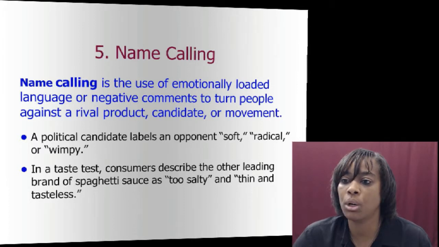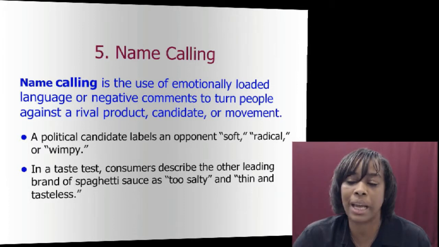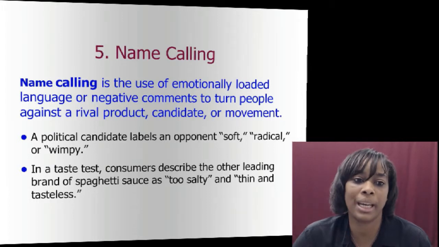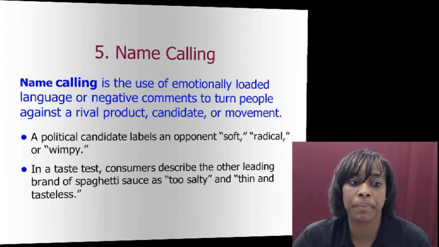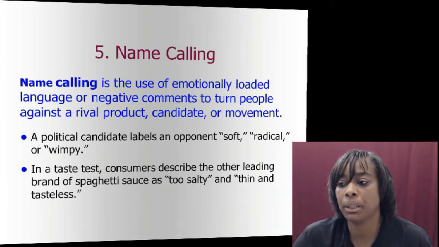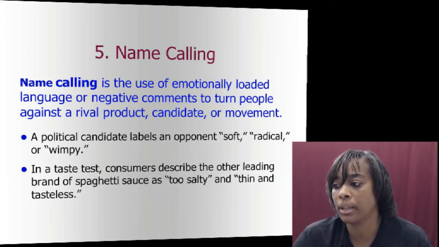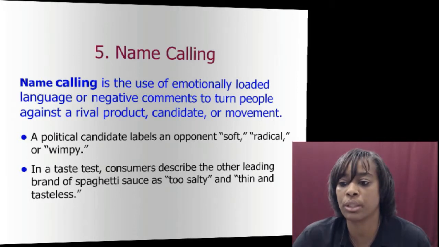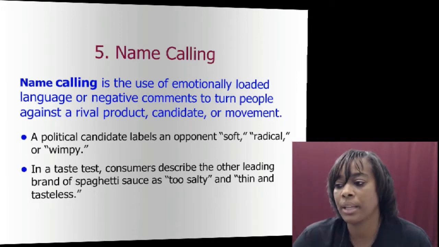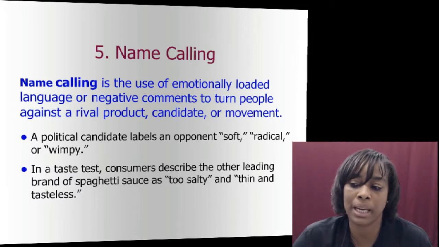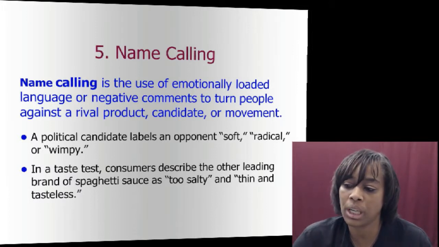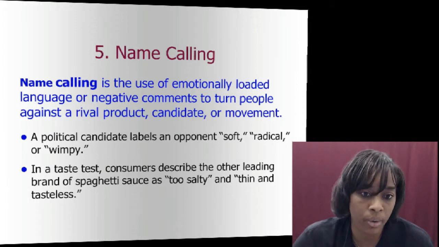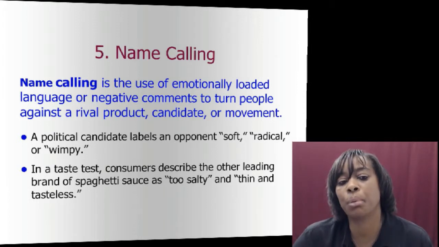It's used emotionally. It's loaded language. It's negative comments that try to turn people against either that product, the candidate, or whatever movement is taking place at that time. An example is a political candidate who labels an opponent as being soft or wimpy because of their views or how they look at a certain situation. In a taste test, and we see these all the time, they say that consumers describe the other leading brand of spaghetti sauce as too salty, or too thin, watery, or tasteless.